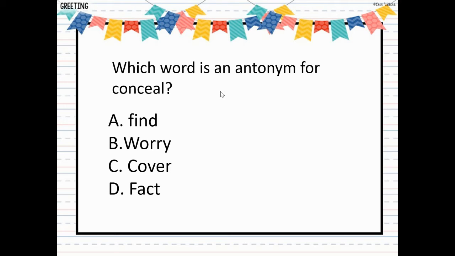Which word is an antonym for conceal? This was a word we talked about this week. If we conceal, do we find, do we worry, do we cover, or fact? What is the antonym? Remember, antonym is opposite. You should have gone with find. Remember, conceal means to hide, so the antonym would then be to find.